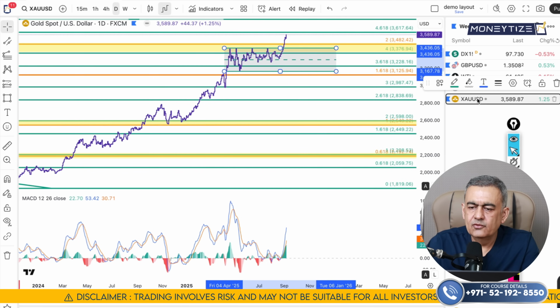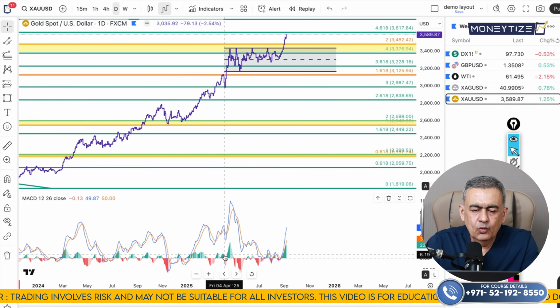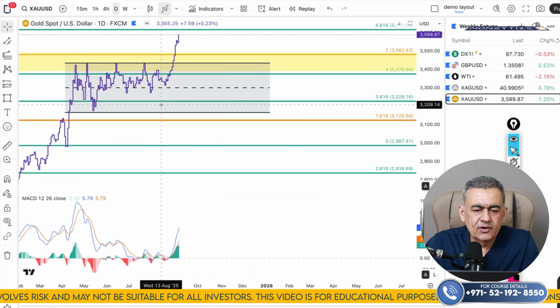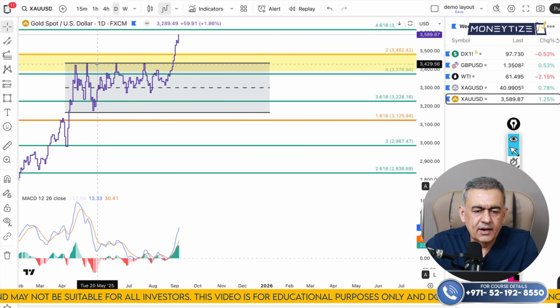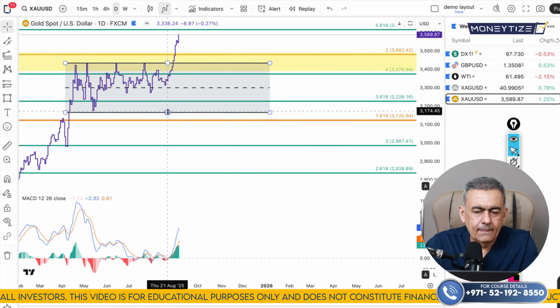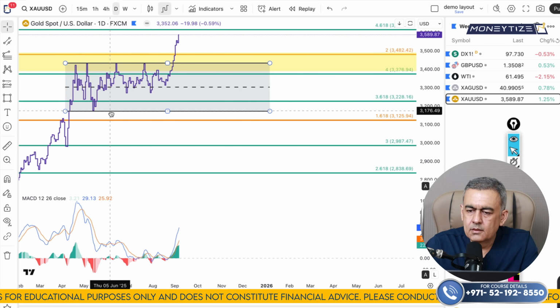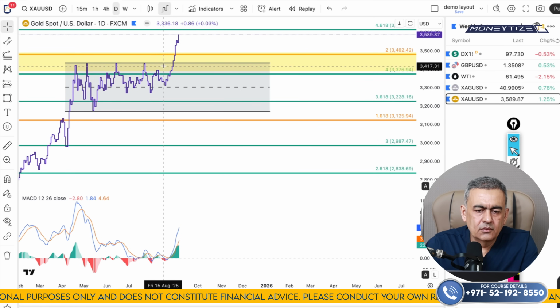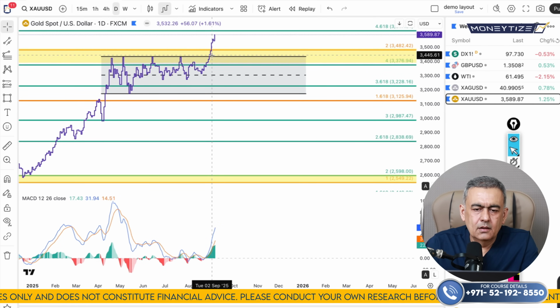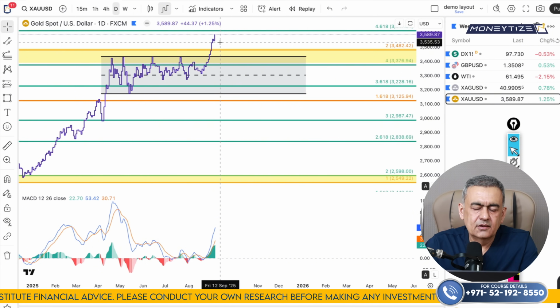So I need to use a different color here, maybe black. The lowest point of the coiling range is connected with the highest point. The highest resistance point was around 3437, and the lowest was around 3176, and now the range is broken. Basically price has broken in the upward direction and is trading higher than the channel.